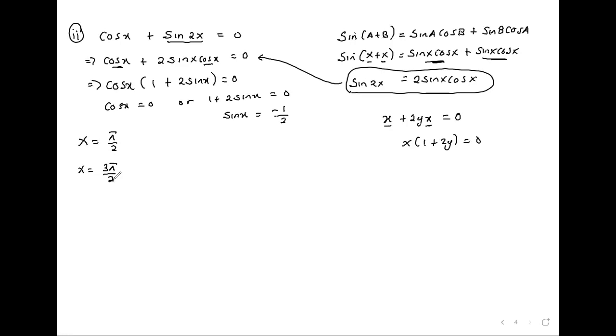And then sine is half at 30, which is at pi over 6. But now we're talking about negative, so it's negative in the third and fourth quadrants. In the third quadrant, we have pi plus pi over 6, which is 7 pi over 6. And in the fourth quadrant, we have 2 pi minus pi over 6, that is 12 minus 1, and that is 11 pi over 6.